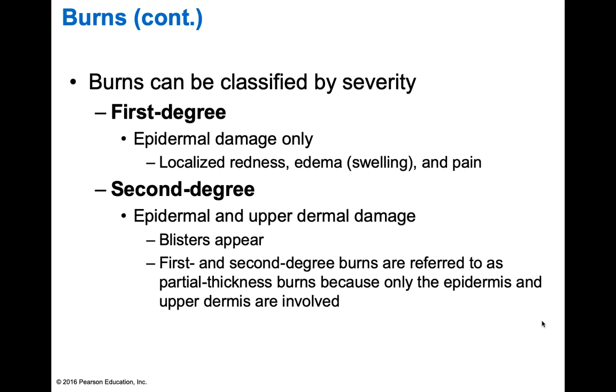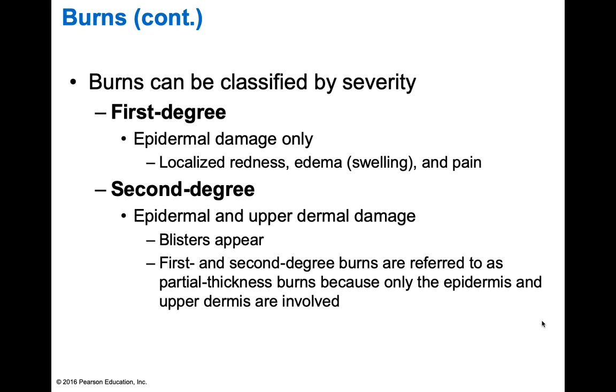So for burns, we have 1st degree, 2nd degree, and 3rd degree. Burns are classified by their severity as 1st, 2nd, or 3rd degree. 1st degree is when we have epidermal damage only. So this is just localized redness, edema, swelling, and pain. So it's not that deep, right? Secondary or 2nd degree burns are when we have epidermal and upper dermal damage. So now it is a deeper burn. There's blisters. That's a telltale sign that it is a 2nd degree burn.